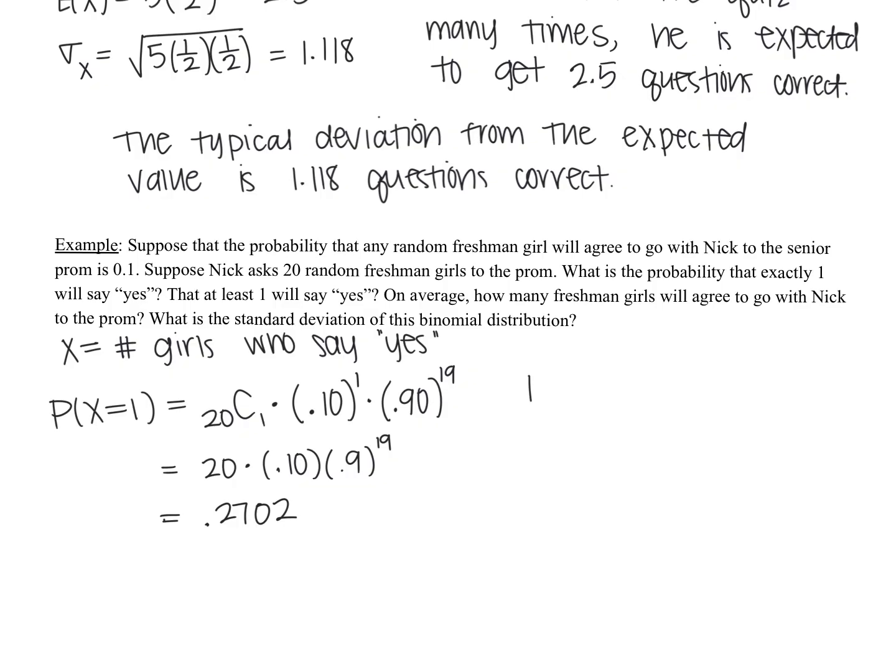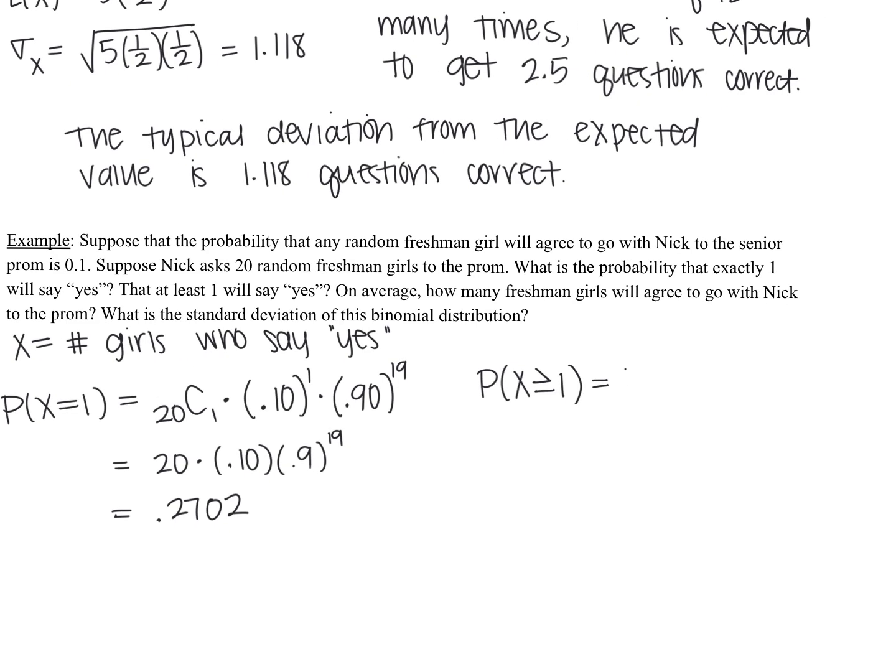If I want to find the probability that at least one says yes, so that's the probability that X is greater than or equal to 1. If I change that to a less than, that's the same thing as saying 1 minus the probability that X equals 0. Because if I don't have any girls say yes, then the remaining have to say yes. So we'll do 1 minus 20C0 times 0.10 to the 0 times 0.90 to the 20th.